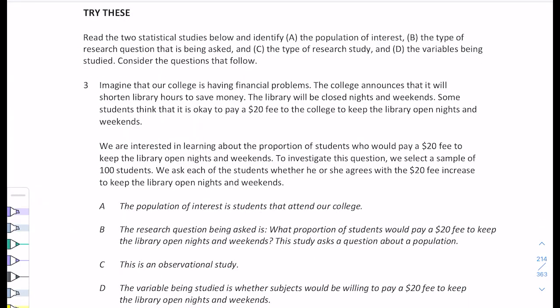You can pause the video again, and then there's additional questions. This time, again, asking you the population of interest, the type of research question that's being asked, and the type of research study. So is it an observational study or is it an experiment? And what are the variables that are being studied?